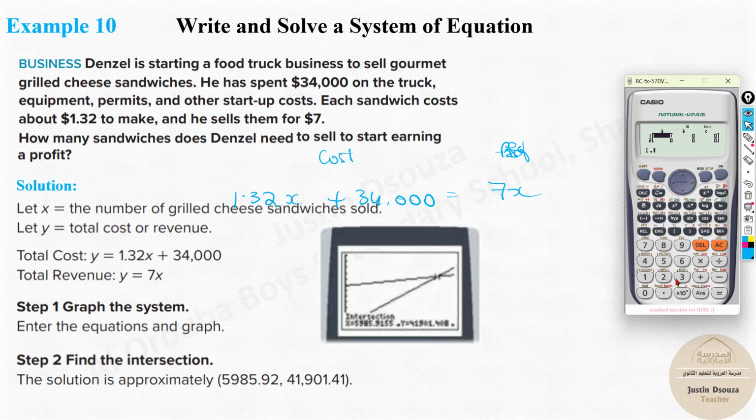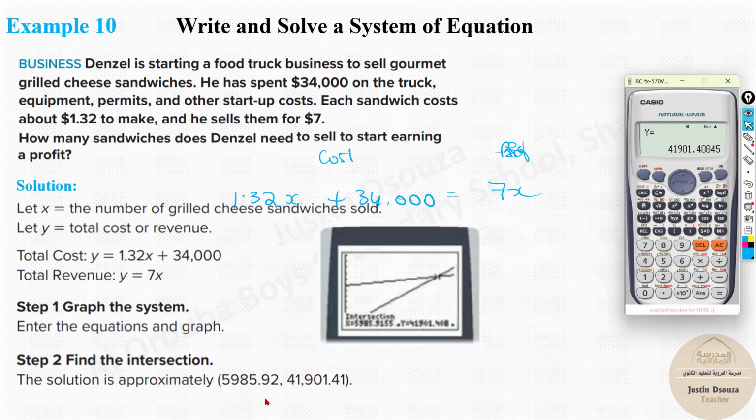So all you do is put over here 1.32, it should be minus, and over here we have 1, and that is equal to 34,000. And what is over here? It is minus 7 when x goes to the other side, and y is 1. But there's nothing over here remaining, so it's 0. There is no constant value. And the answer of x will be 5,985.9. It's 5,986 sandwiches. And the money he will be making after selling so many sandwiches is 41,901.